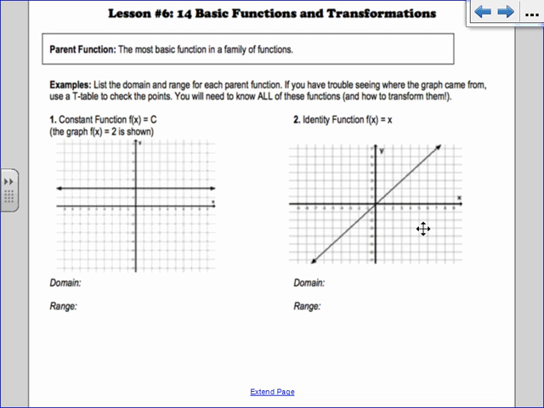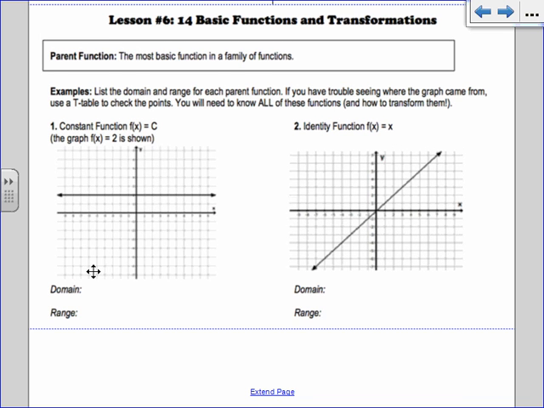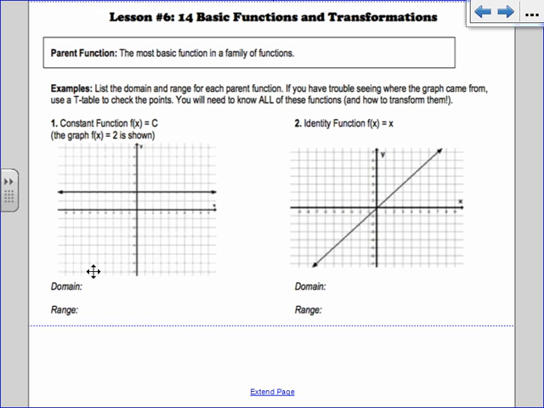All right, so we're going to talk about 14 functions that you definitely need to know cold. Most of you already know them. You just don't know that you already know them. So the constant function is f of x equals c. If you have, for example, f of x equals 2, like the one shown above, its domain is going to be all real numbers, so negative infinity to infinity.